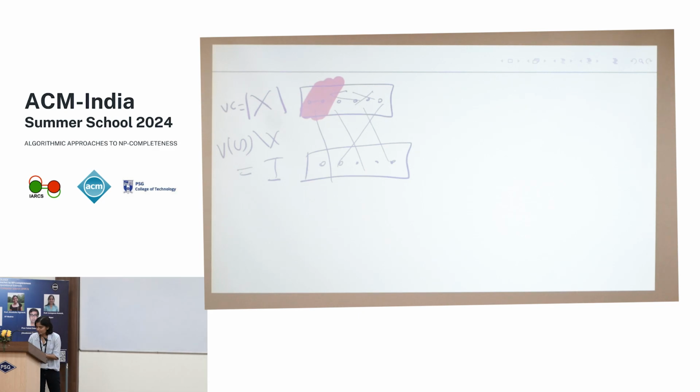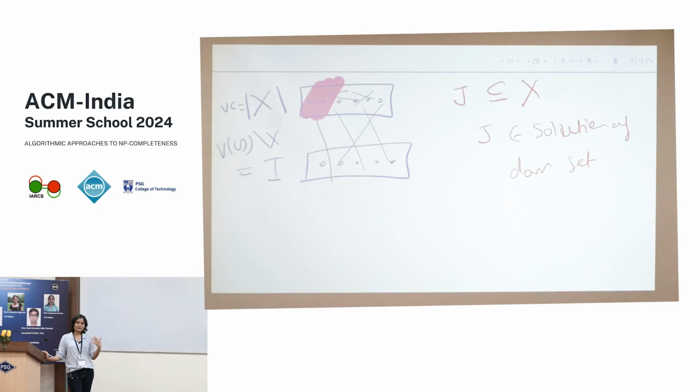Okay, so let's give it a name. Say J is subset of X, J belongs to solution of dominating set. And since we are trying all such set J, one of the set will be part of the minimum dominating set. Let's talk about that particular set. When we go over all, at least one of that is good for us. Okay, so we have guessed that J is part of solution. Okay, let's say the rest is not part of solution.